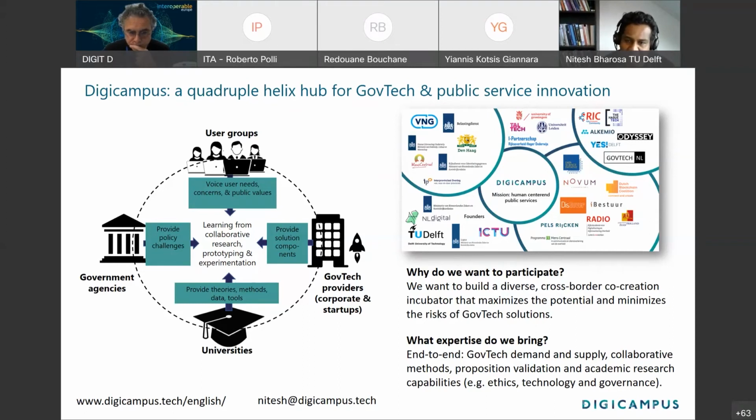Why do we want to participate in this call? Because we want to build a diverse cross-border co-creation incubator that maximizes the potential of GovTech and minimizes the risk. What expertise do we bring? Over the past 3 years since DigiCampus was launched, we have developed a broad range of expertise covering end-to-end aspects of GovTech, both demand and supply, collaborative methods, and proposition validation, together with our partner YES!Delft. One of the strongest points we bring is the link with academic institutions, allowing researchers and students to participate in developing and testing GovTech solutions.